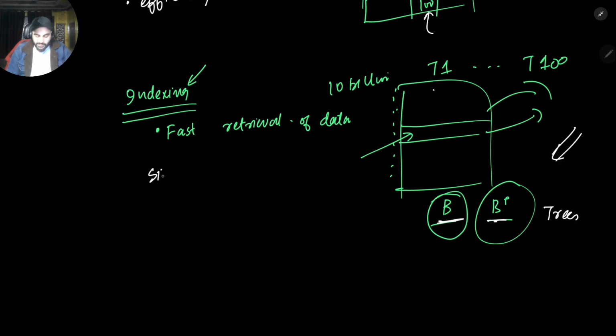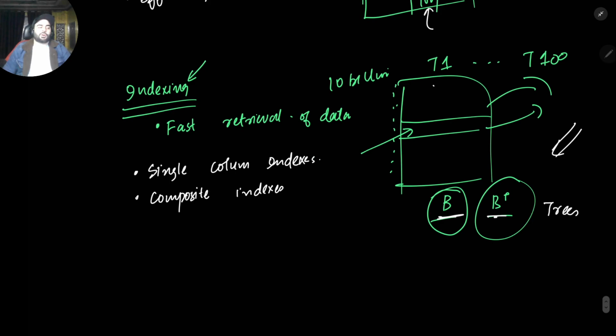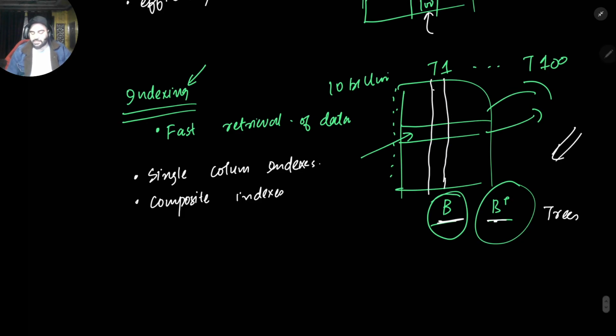The first thing is single column indexes. Single column indexes are created on a single column of the table. Then we have composite indexes. Composite indexes are for when we want an index over multiple columns. In this table, let's suppose this column is A1 and I frequently access it, and it has, let's suppose, 10 billion records in it. So in order to access it fast, we'll create an index for this column. That will be called a single column index.